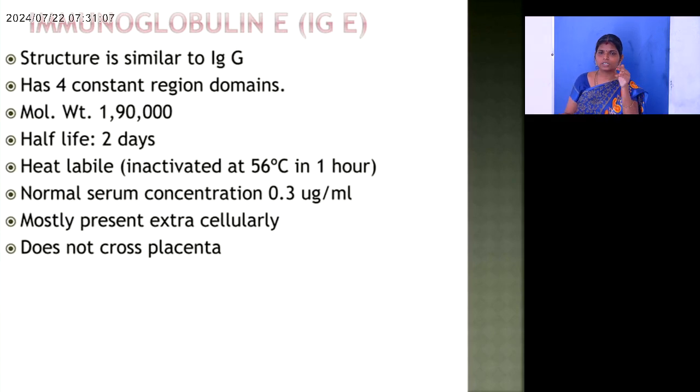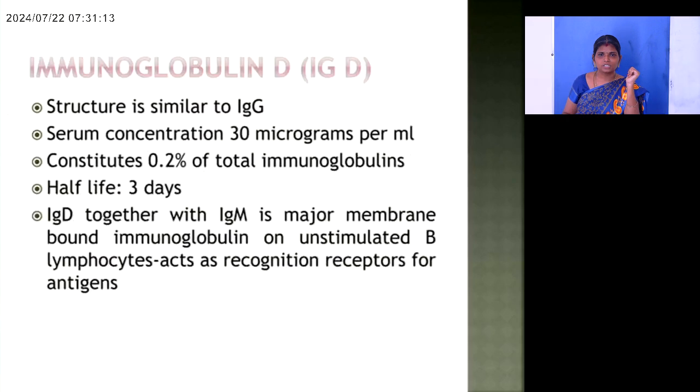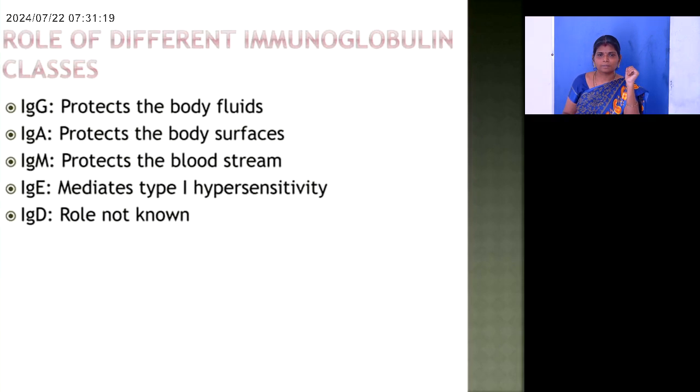Then IgE is the antibody responsible for allergic reaction. Then IgD: the function of IgD is not known. The concentration will be given in the slide. The role of each immunoglobulin will be displayed here. IgE is responsible for hypersensitivity reaction. IgG protects blood and plasma, and IgA protects body fluids also. So this is the overall view of the functions of the 5 different immunoglobulins.